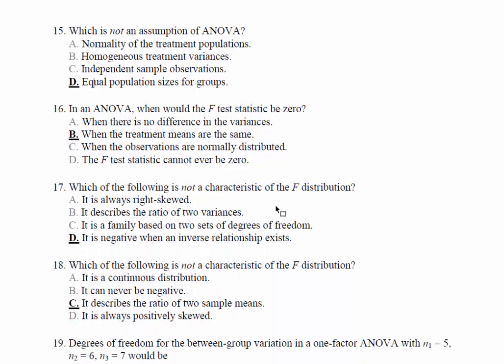Okay. Number 16. In ANOVA, when would the F-test statistic be 0? When F is 0, that means mean square for a treatment, MSA, is 0. So when is MSA 0? That's when SSA is 0, or sum of square between groups is 0. So that's exactly what this is. When treatment means are the same, then sum of square between group is 0. Therefore, F will be 0.